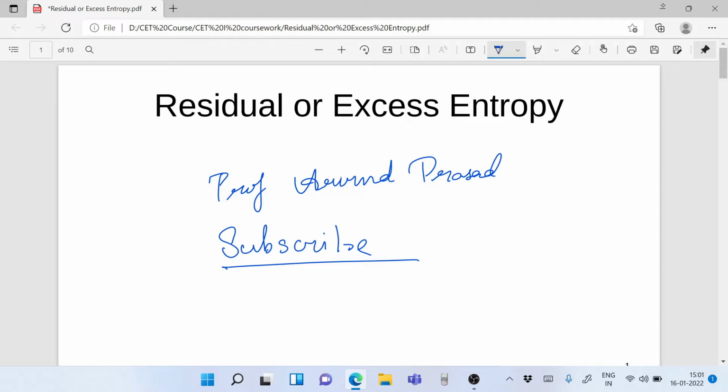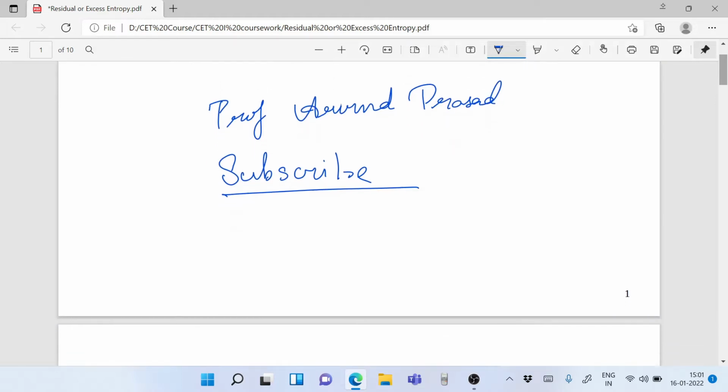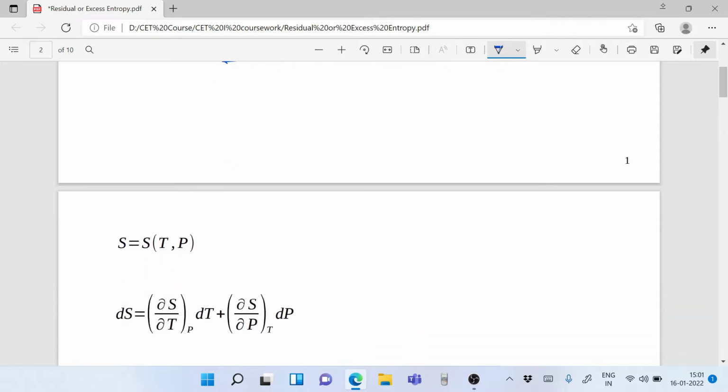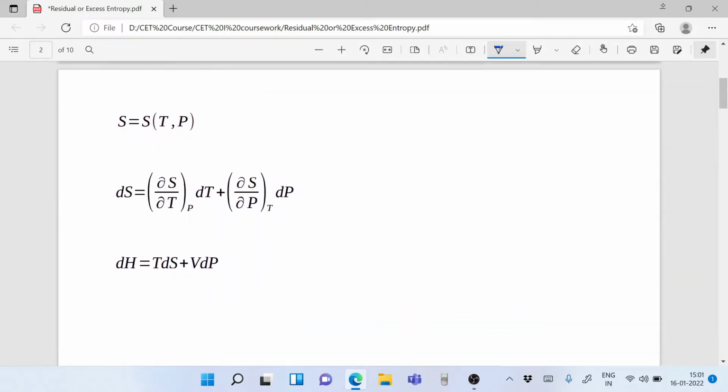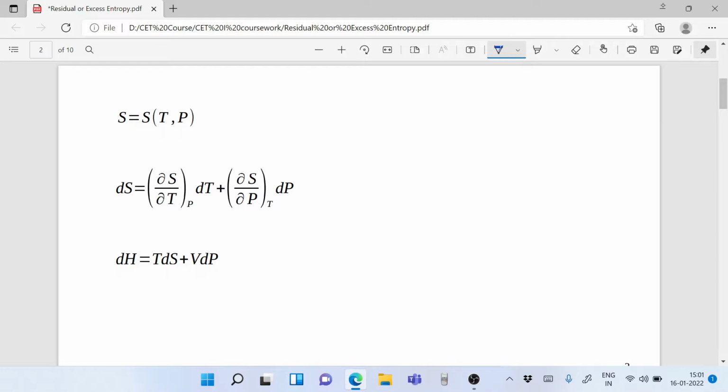Okay, so today we will study residual or excess entropy and its derivation. Now this has been asked in examinations. So how do you derive the formula for residual entropy?